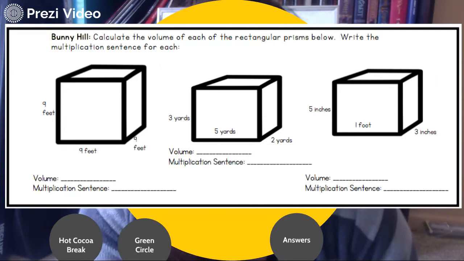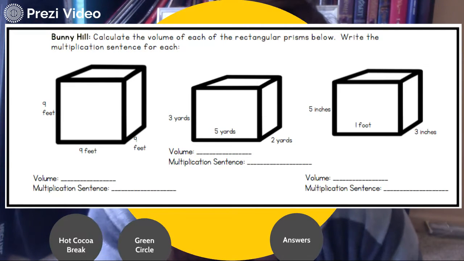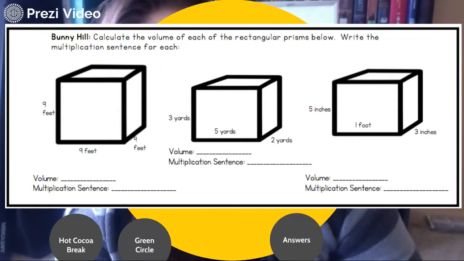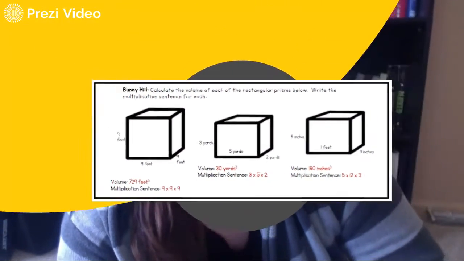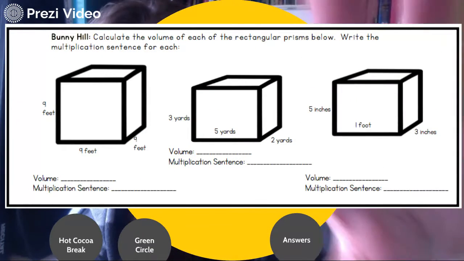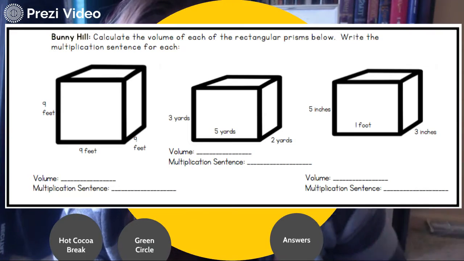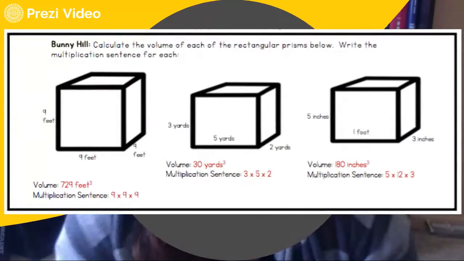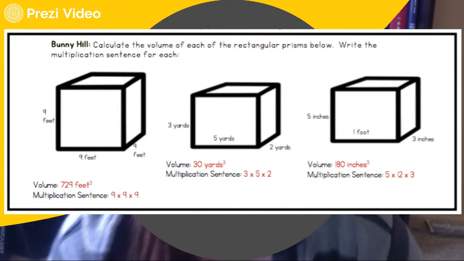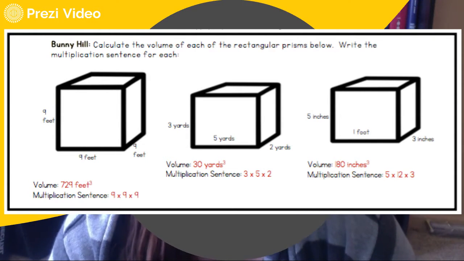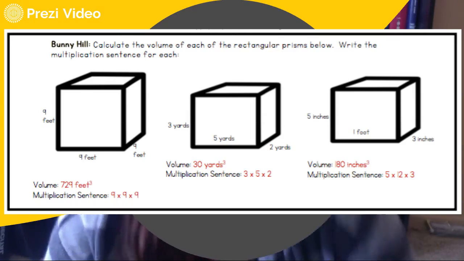So if you cannot do these first three questions, that is a red flag. You should let me know right away. All right, so let's continue on. So you should be pausing this video, doing these three questions. If you are here with me now, you should have finished those questions, and we're going to go through the answers. So the answers here for this bunny hill are number 1, 729 feet cubed, and this multiplication sentence is 9 times 9 times 9.